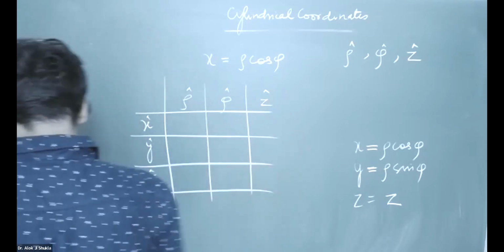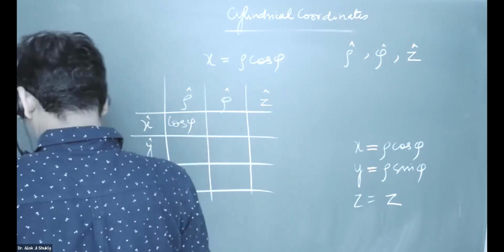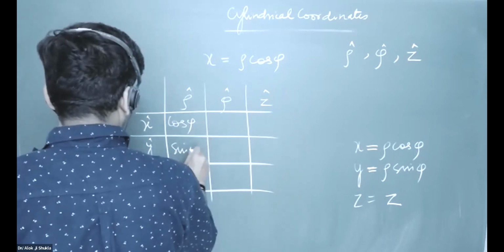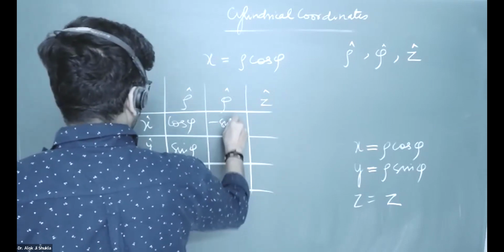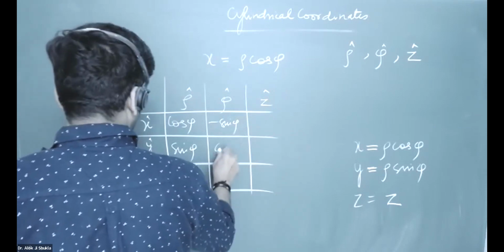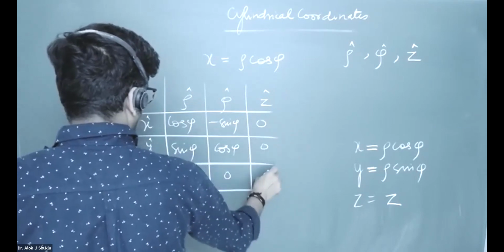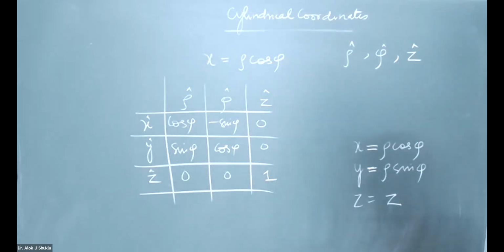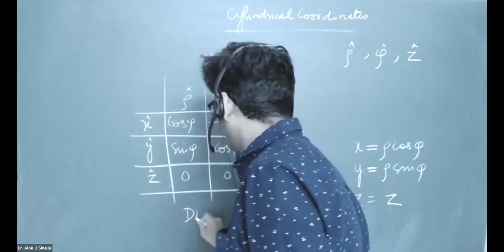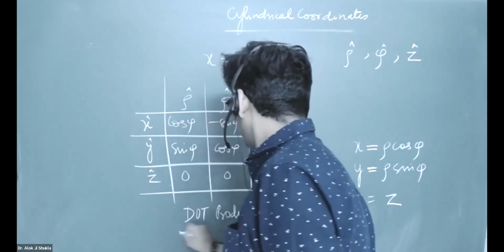So if I know the component, that means I know the relation between them. So this is cos phi, this is sin phi, this is 0, this is minus sin phi, this is cos phi, this is 0, this is 0, 0, this is 1. Okay, so these are just dot products of vectors. So if I know the dot product, I know the relation.